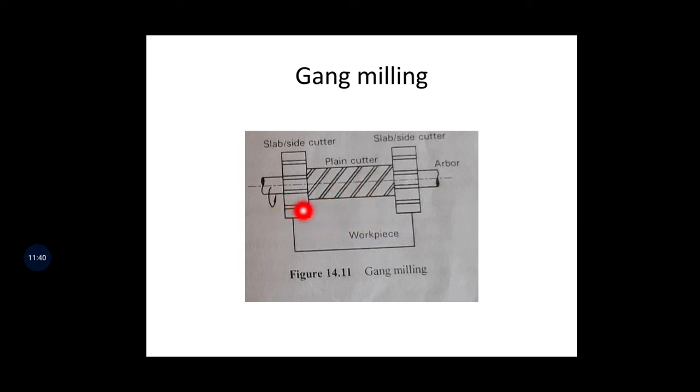The entire workpiece, from this end to this end, is machined continuously, so it saves a lot of time. Simultaneously you are milling the entire surface of the workpiece with the help of the first, second, and third cutters. That is why we call it gang milling. Gang means group, you know that. So a group of milling cutters machining the workpiece is called gang milling. It saves a lot of time.